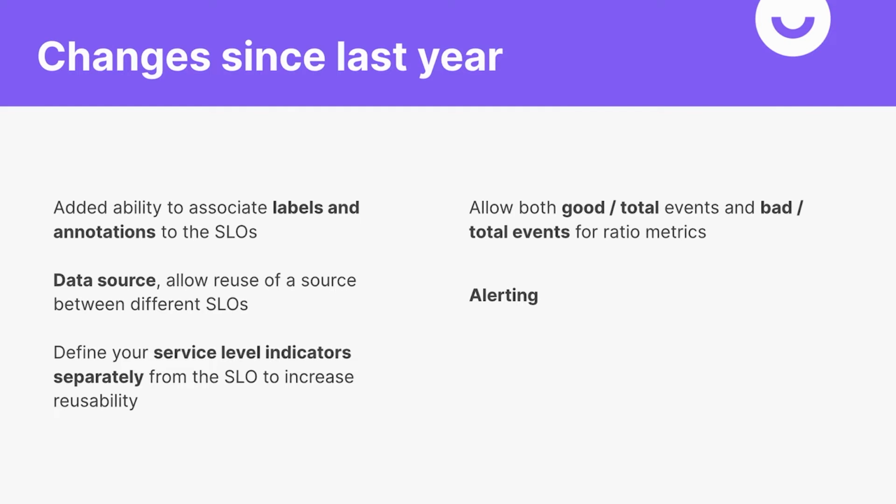2. Data sources allows reusing a source between different SLOs, avoiding the need to redefine it in each SLO. 3. Define your service level indicators using bad events and total events for ratio metrics instead of good total events. 4. Allow to define service level indicators separately from service level objectives, allowing you to reuse the same SLIs between different SLOs. 5. And alerting, the topic of this presentation.